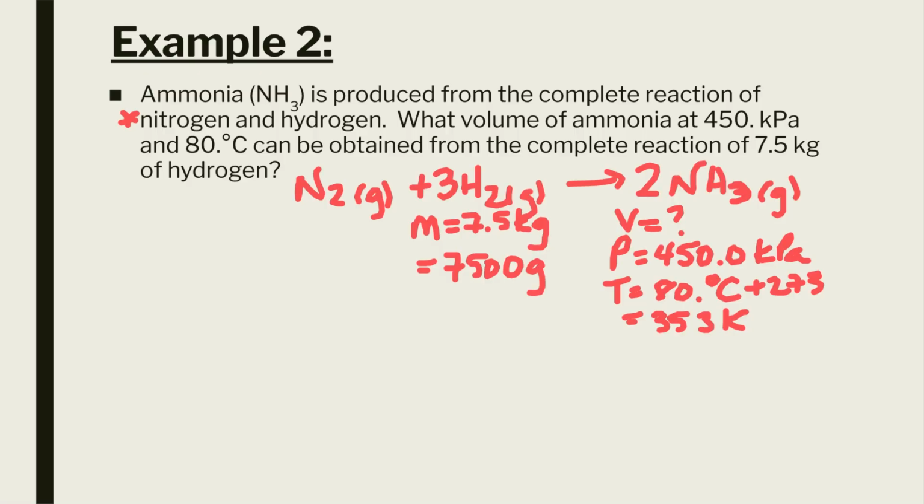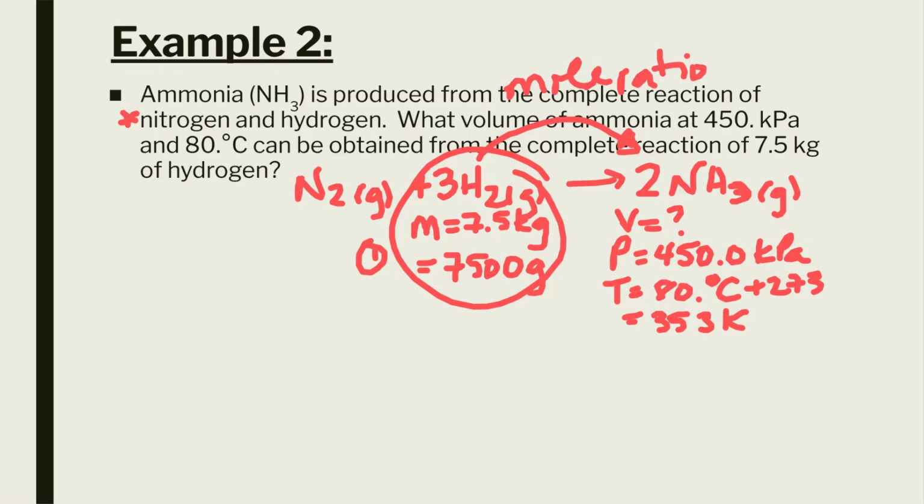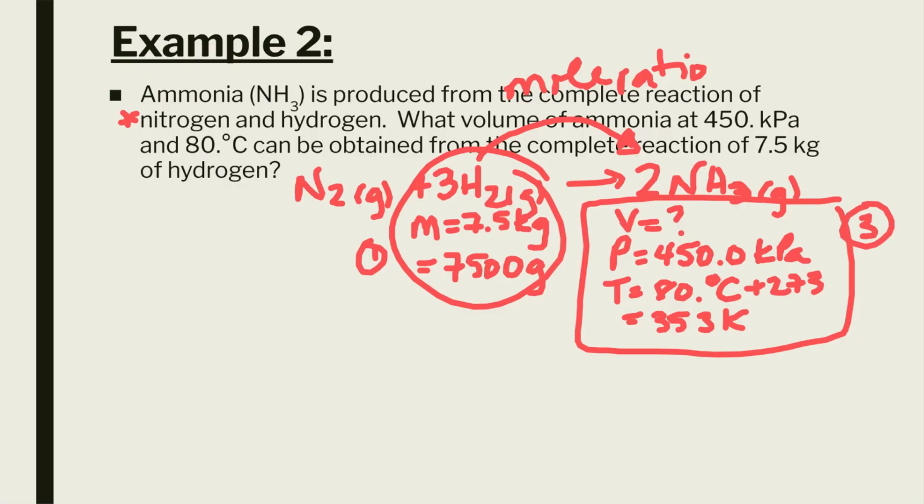So you're going to have to do a mole value here of hydrogen first. You're going to mole ratio over to ammonia, and then you're going to use the ideal gas law in step 3, and you're going to solve for the volume. You should be getting a volume here of 1.6 times 10 to the 4 liters. That's a lot, but makes sense. You're starting with a lot of hydrogen gas.